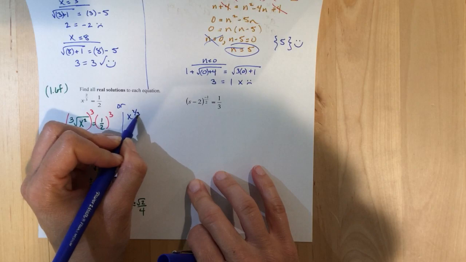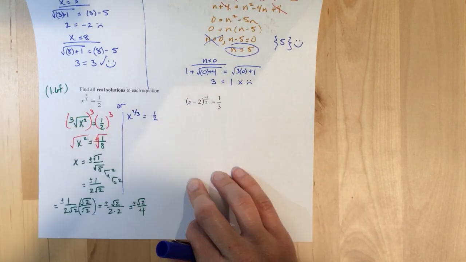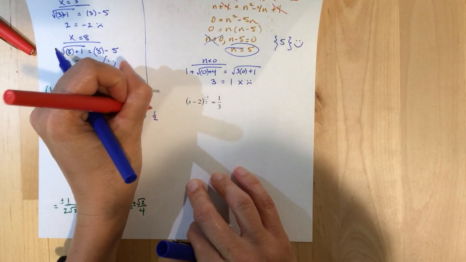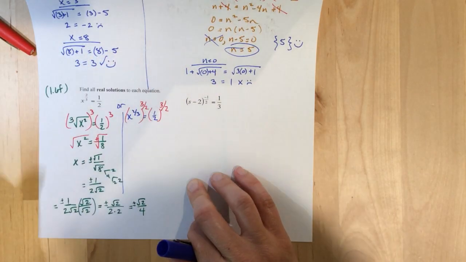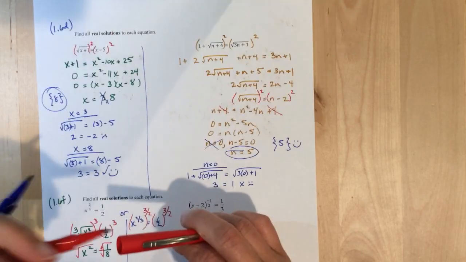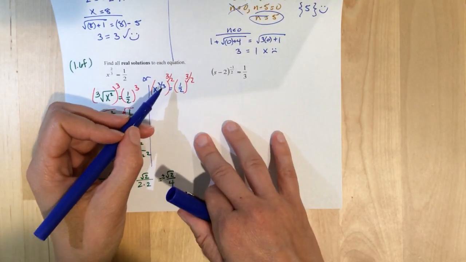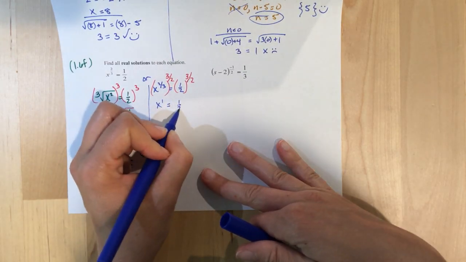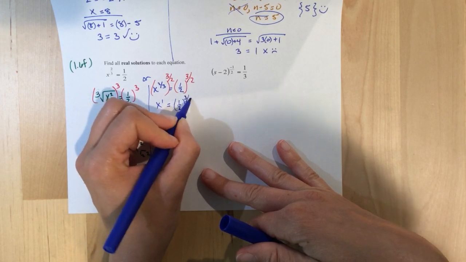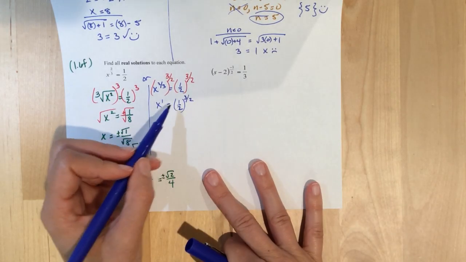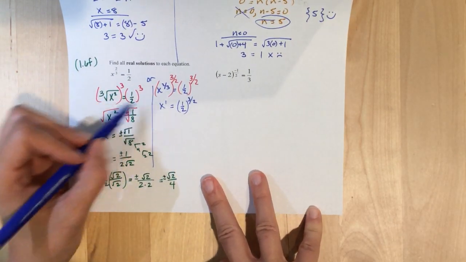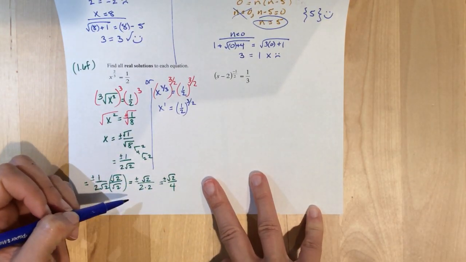Over here, before I switch gears on you, if you wanted, you could also say x to the 2/3 equals 1/2. You can raise both sides to the 3/2, because what is 2/3 times 3/2? That's just 1. And then you have 1/2 to the 3/2, which is the square root of 1/2 quantity cubed. And then you go through the whole rigmarole as we've got over here on the left.